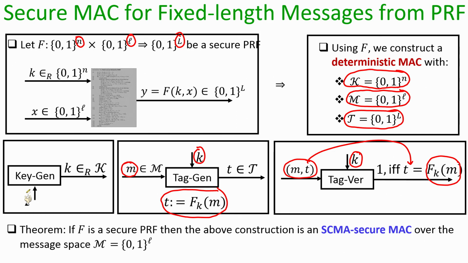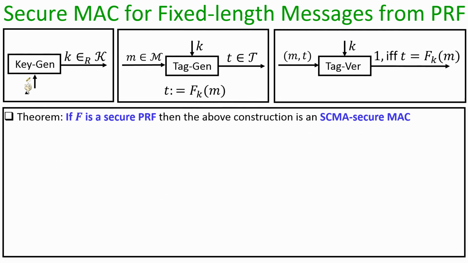And we can formally prove that if the underlying pseudo random function is a secure pseudo random function, then this MAC construction that we have seen is a strong CMA secure MAC for authenticating messages of size little l bit strings. And why is it strong CMA secure? Because we are constructing a deterministic tag generation algorithm, and as we have argued, if our tag generation algorithm is deterministic, then the notions of CMA security and strong CMA security are equivalent.